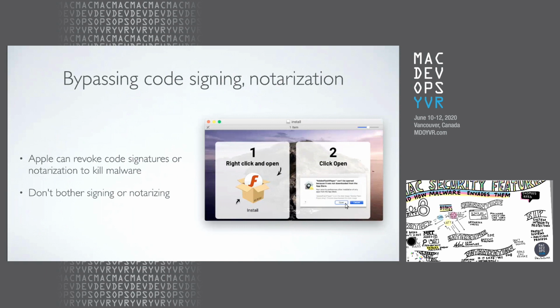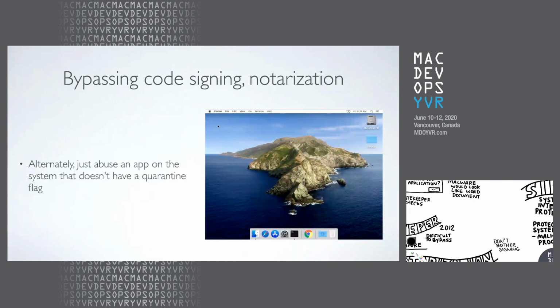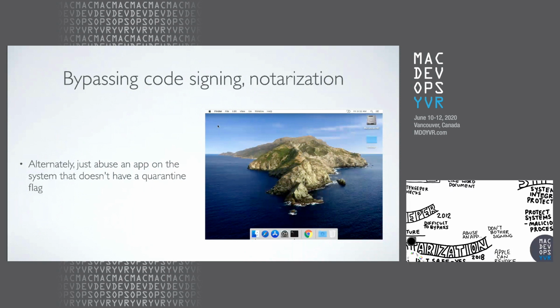Now, another method that you can use is to actually abuse an app on the system that doesn't have a quarantine flag. So I mentioned earlier that one of the things that code signing does for you is it lets you determine whether an app has been modified or not. And if it has been modified, that breaks the code signature. And in theory, it should not be allowed to run. In reality, that really only happens the first time you run an app.